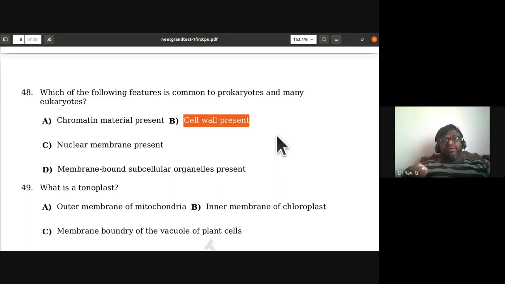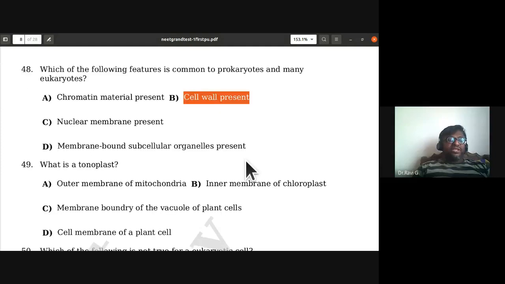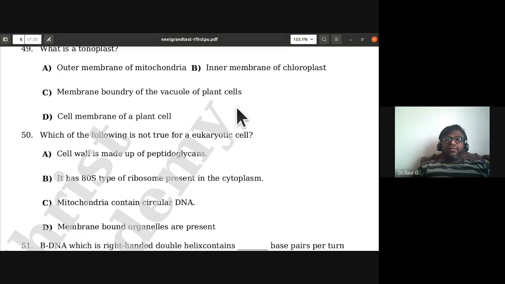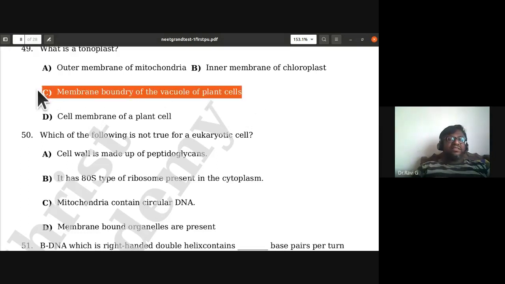Cell wall is common to prokaryotes and many eukaryotes. Many eukaryotes implies there are exceptions. Those exceptions are the animal kingdom. They don't have this cell wall. So what is a tonoplast? See, it is the membrane boundary of the vacuole of plant cells. The outermost covering of the vacuole, we call it as tonoplast. Okay, 49th, tonoplast is a membrane boundary of the vacuole of plant cells.